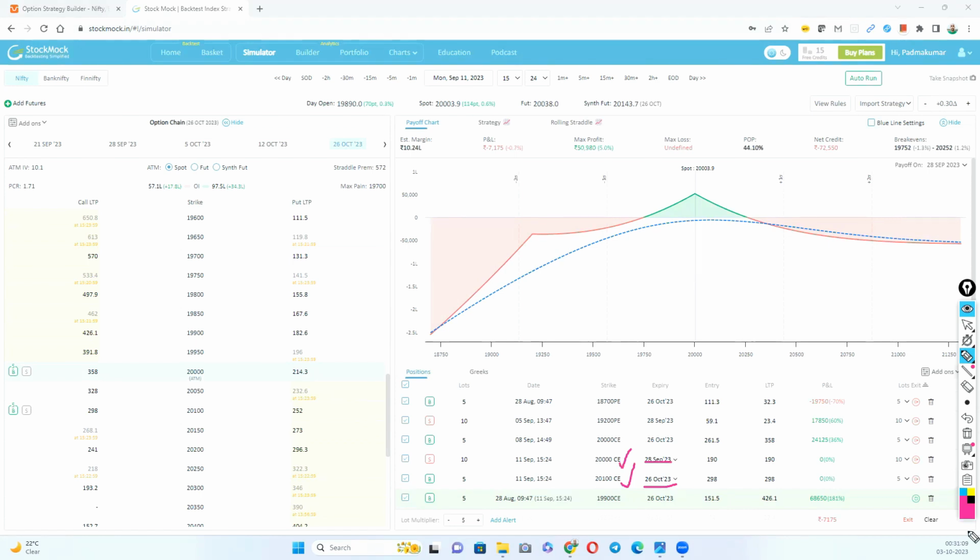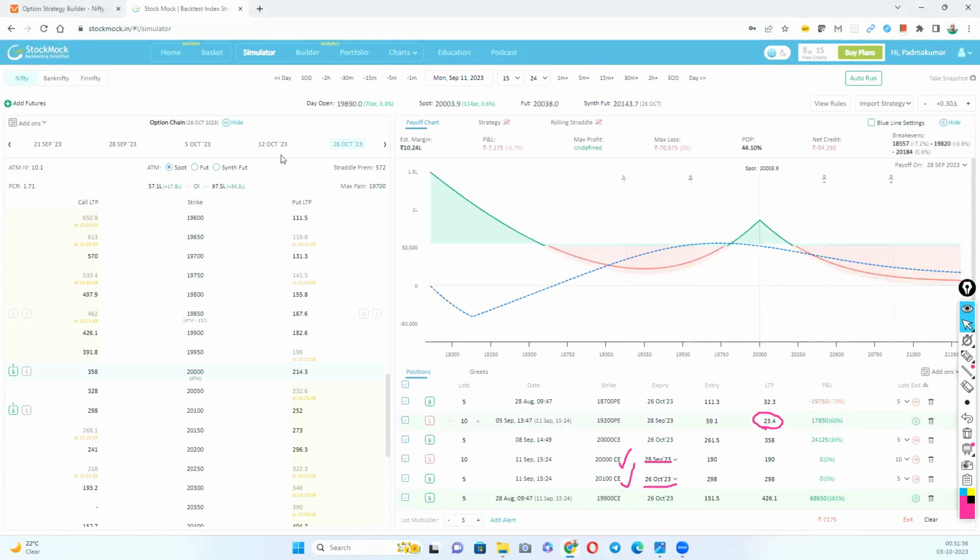Now we also observe what has happened. The put has come to 19,200, and it has come down to 23. So this is the time to roll up because we need to collect some premium. We already booked some loss by rolling up. Better to collect some premium by rolling up the put. What is the next put? Close this one.